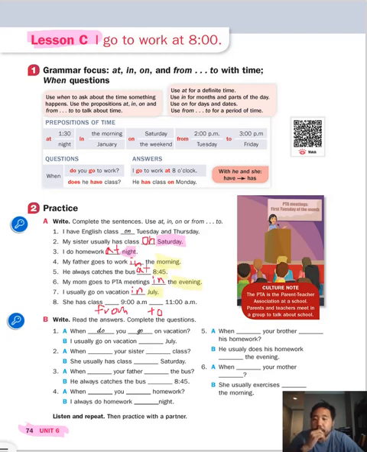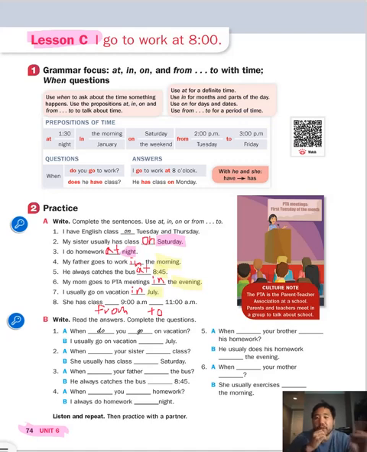Let's do exercise 2B. Read the answers. Complete the questions. Now, this exercise involves using when questions, so we have to use the 4 rules that we learned. So what were those 4 rules again?